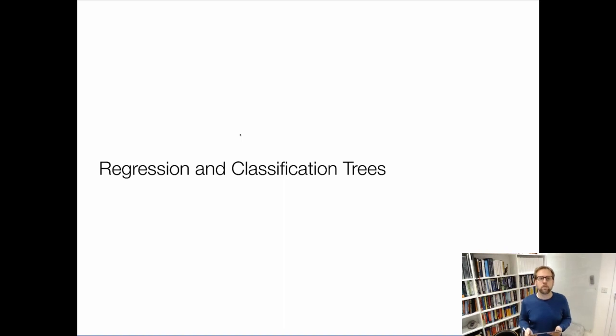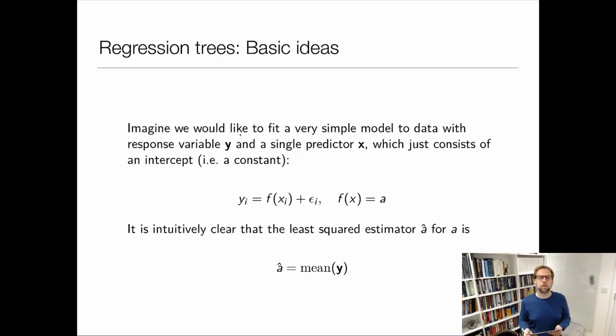Let's now talk about regression and classification trees. The basic idea in both of those models, and let's focus on the regression trees first, is to have a very simple model where I effectively do a prediction which is just a constant or an intercept. So if you look at the linear regression problem before, where we had any linear function, now just say my function is a constant.